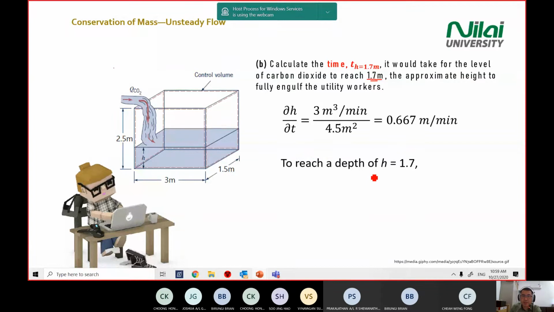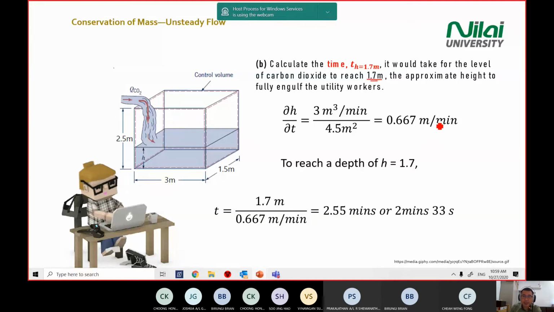So to reach 1.7, you just do a simple calculation. You 1.7 divided by the rate, you will get the time. Because both is in the minute, you just do the simple calculation. T equal to, you take the height that we want to look for, 1.7 divided by the rate, 0.667 meter per minute. You get 2.55 minutes or 2 minutes 33 seconds to reach this height.